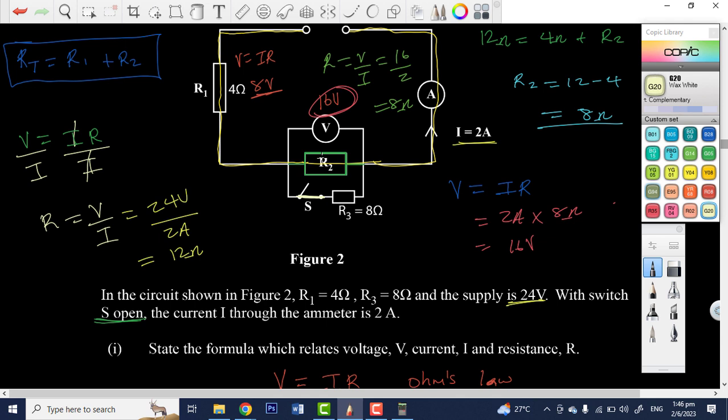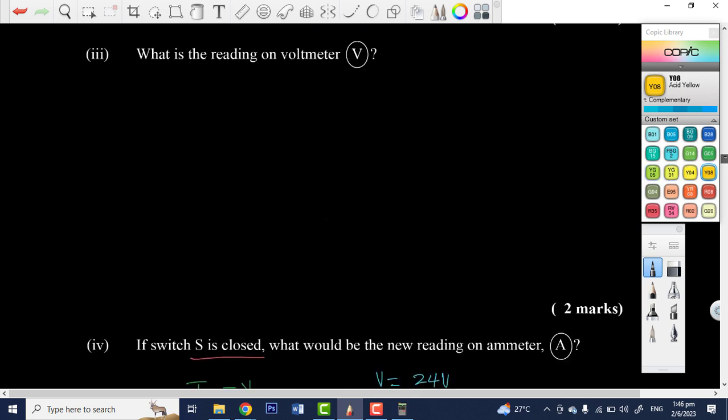Yes, sir. Now once you have a series parallel circuit, you have to work out one of the combinations first, right? Either you work the series combination or you work the parallel combination. In this case, we can choose to work out the parallel part. So we have two resistors in parallel.